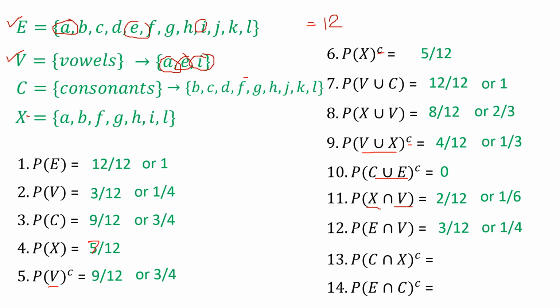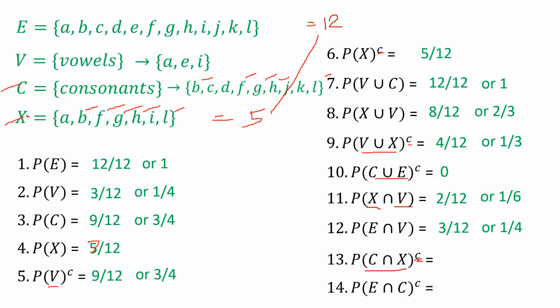Number 13. C intersection X complement. Again, let us first deal with the intersection of C and X. Let us look for the common elements between C and X. Both of them do have B, F, G, H, and L. So the answer is 5. Because we are talking about intersection, the common elements between C and X number 5. But since there is a complement notation outside, we subtract this value from the total number of the sample space. So 12 minus 5, the answer is 7. So the answer is 7 over 12.